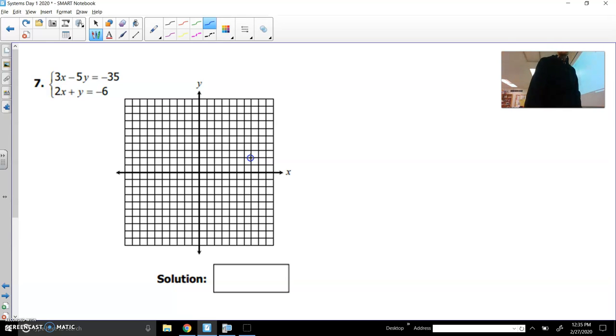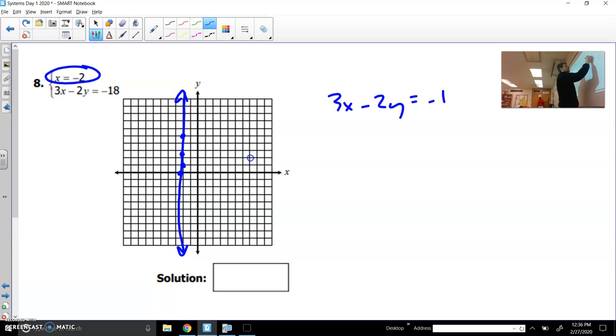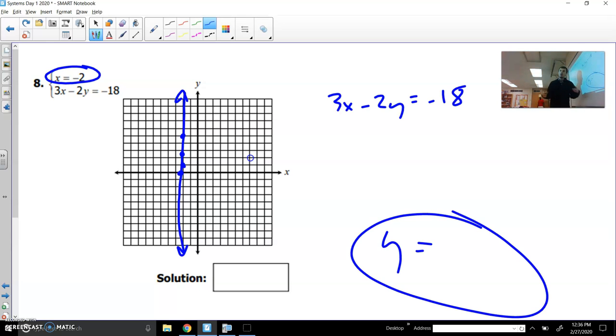I'm going to leave you number 7 because I really want to see how well you do what I'm asking you to look at and practice. So I am going to go to number 8. And that first equation, you may think, well, how do I solve for y if there is no y? Well, it's a very special problem. This is a vertical line, negative 2. I'm about to pause it. So now we've got to solve for y in the other case. And once you solve for y, graph it, and you can determine where these two lines cross.